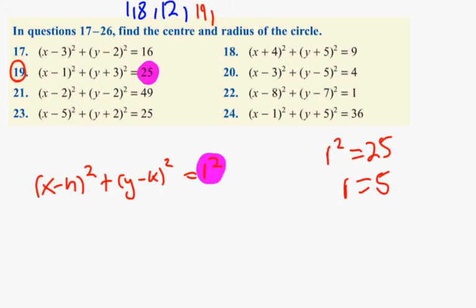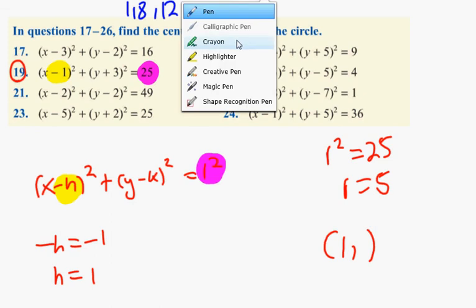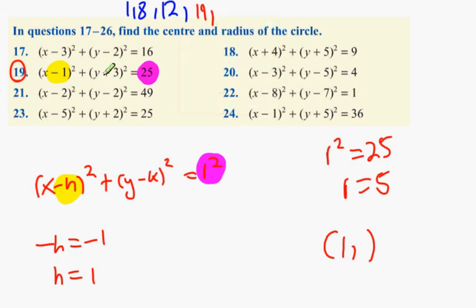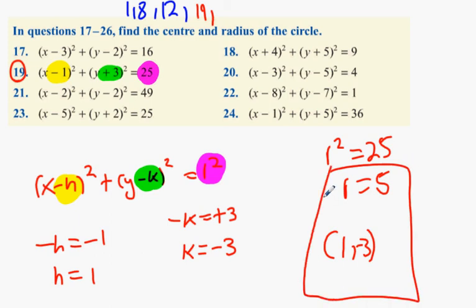Then you look at what's inside the brackets, and you go, okay, if I was to look at this really formally, the minus 1 is the same thing as minus h equals minus 1. Multiply both sides by minus, h equals 1. That's the x coordinate of the center of the circle. Then you line up the y. y plus 3 is the same thing as minus k. So minus k equals plus 3. k therefore equals minus 3, because you multiply both sides by minus. And you've got the center of your circle, and you've got the radius. It's handy enough, isn't it?